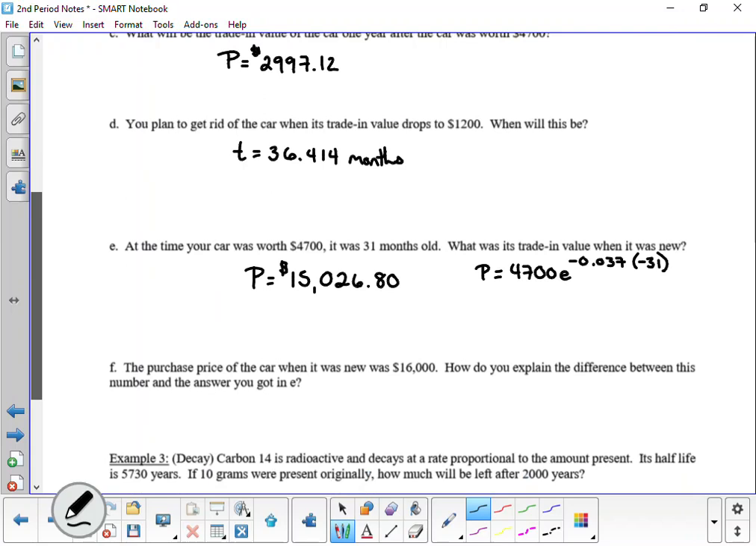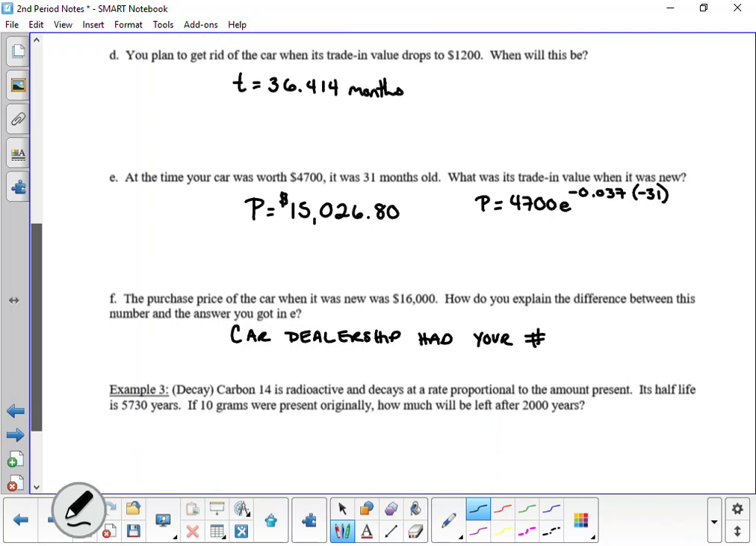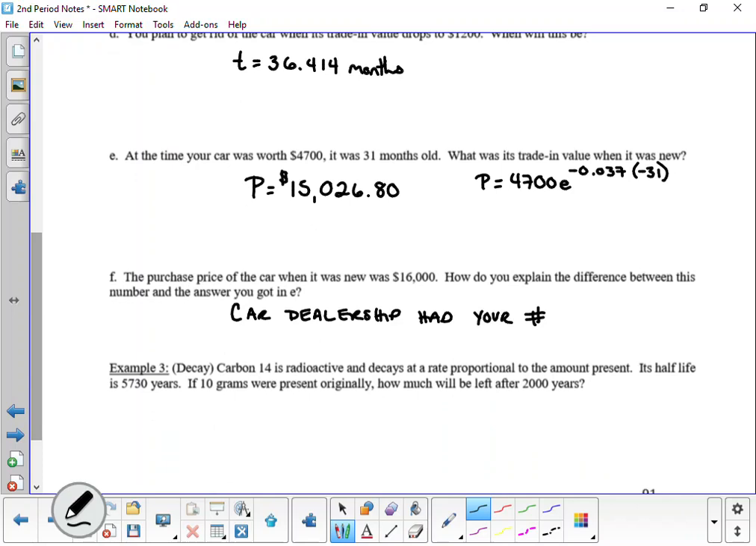The salesman drives it? Yeah. Car dealership got you. Would they ask you that question? Car dealership had your number. They knew you wanted the car. They were like, fine. All right, let's do example 3.